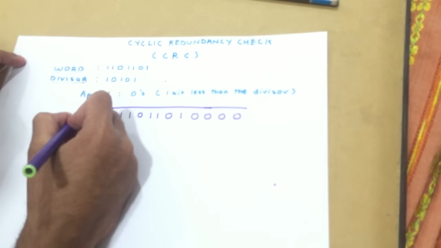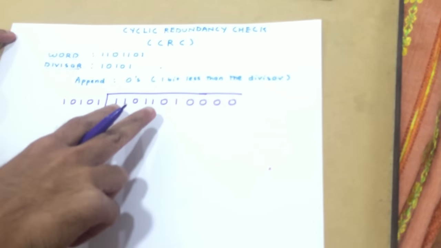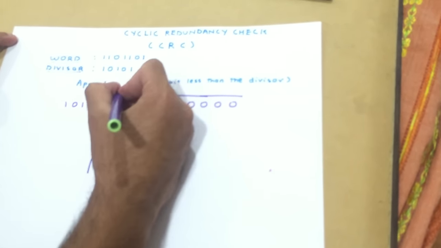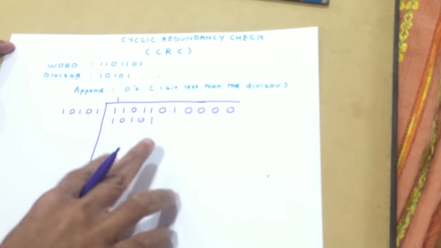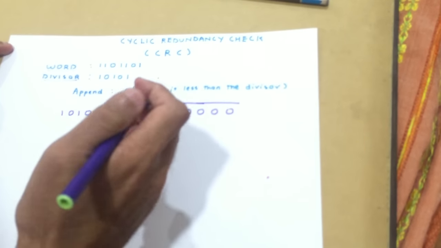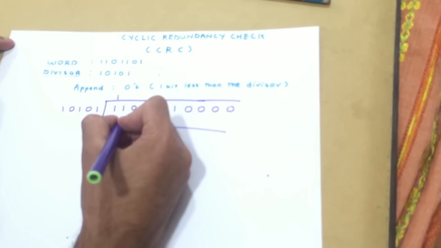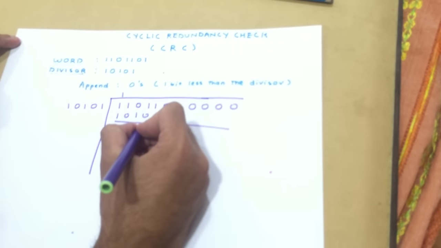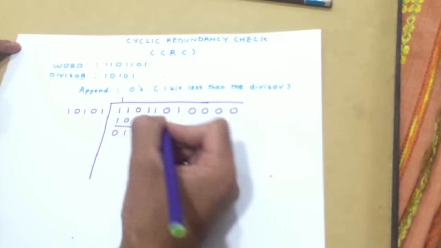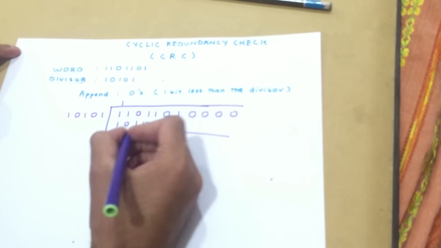So I'm gonna start dividing now. So when I divide, basically what dividing means is taking an XOR. So now I'm gonna take an XOR between these bits. 1 XOR 1 is 0, 1 XOR 0 is 1, 0 XOR 1 is 1, 1 XOR 0 is 1, 1 XOR 1 is 0. Okay, so now just like normal dividing, I'm gonna continue dividing this.